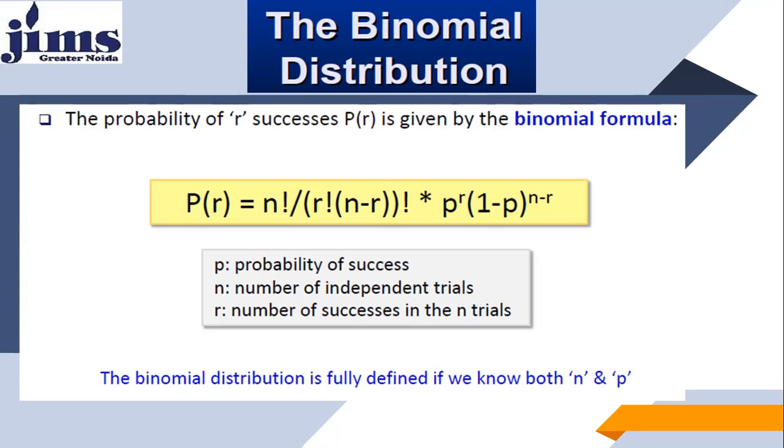So this binomial distribution is fully defined if you know both n and p. If you know the values of n and p, you can calculate the probability in the binomial distribution.